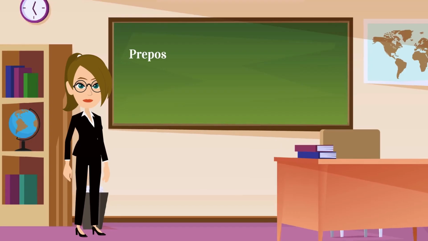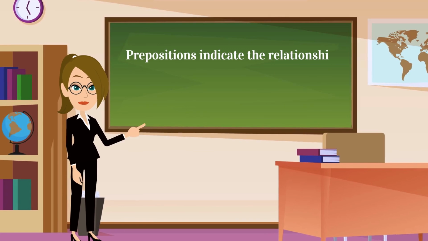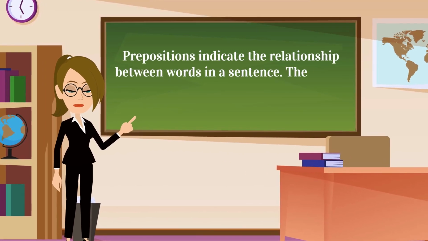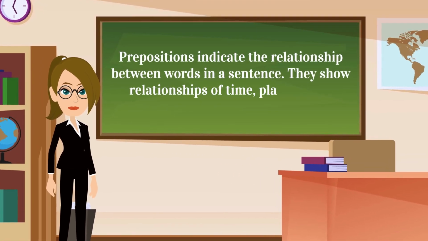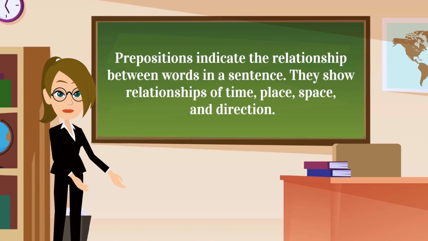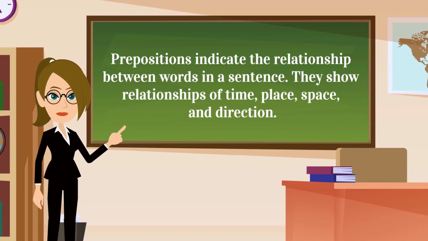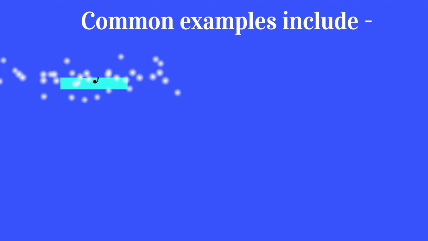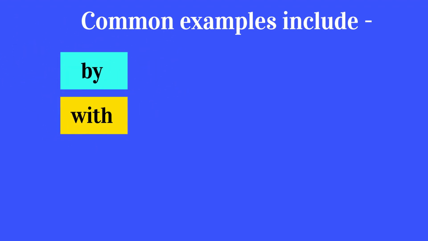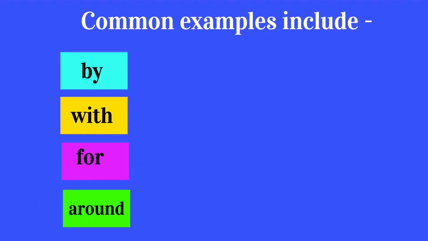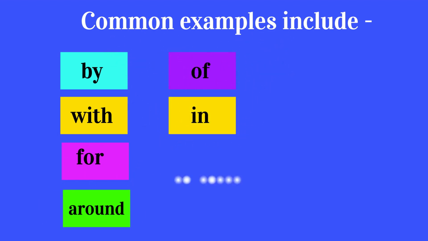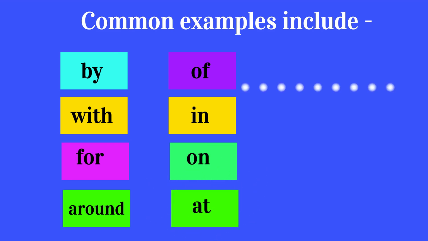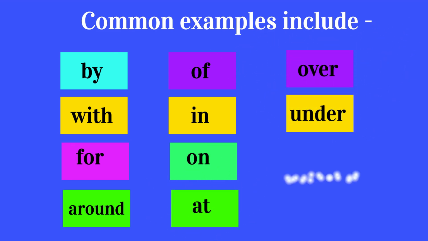Prepositions. Prepositions indicate the relationship between words in a sentence. They show relationships of time, place, space, and direction. Common examples include by, with, for, around, off, in, on, at, over, under, and about.